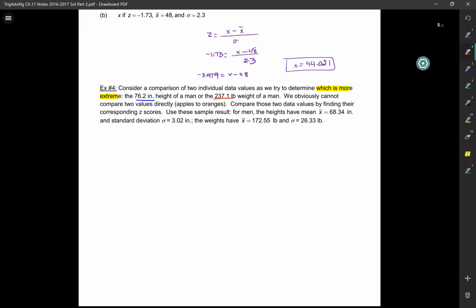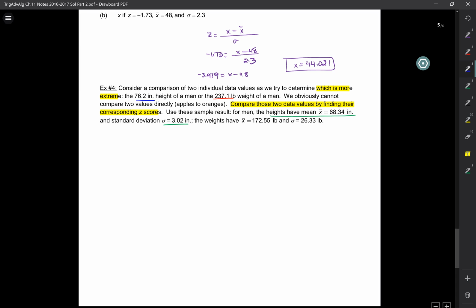Which one is farther away from the mean? So you can't compare the two of them directly, right? Because one is height, one is weight. It's like comparing apples to oranges. What you want to do is compare those two data values by finding their corresponding z-scores. Suppose there was a chart somewhere that tells you that heights have a mean of 68.34 with this standard deviation. So let's just find the z value of the height, okay?